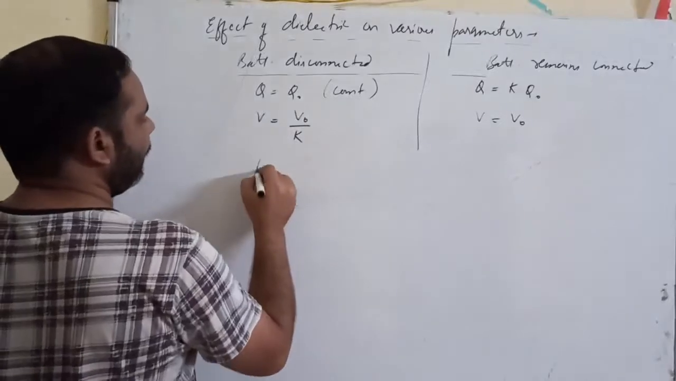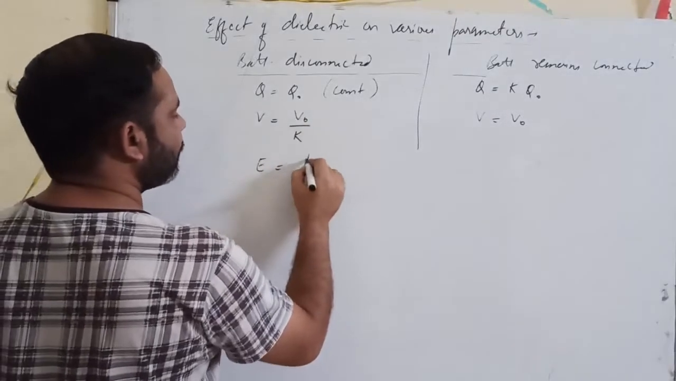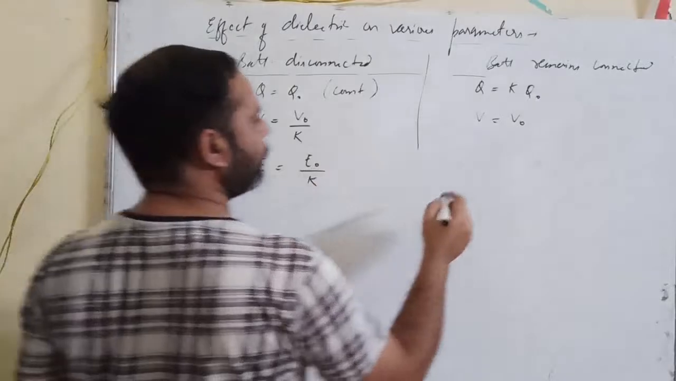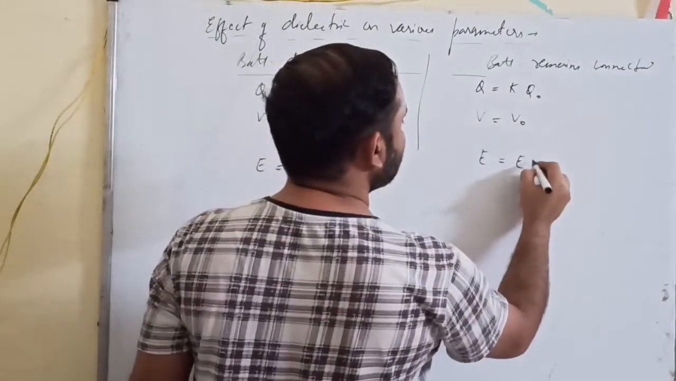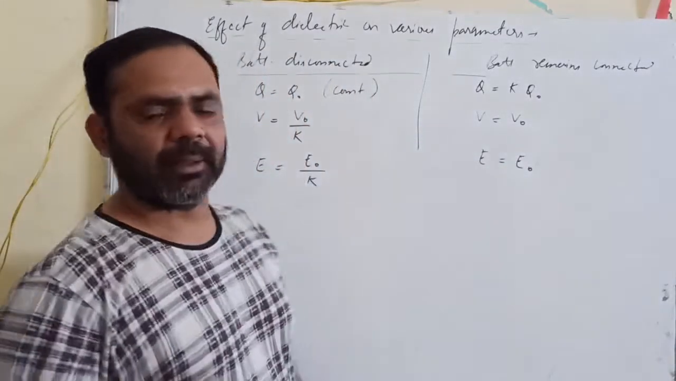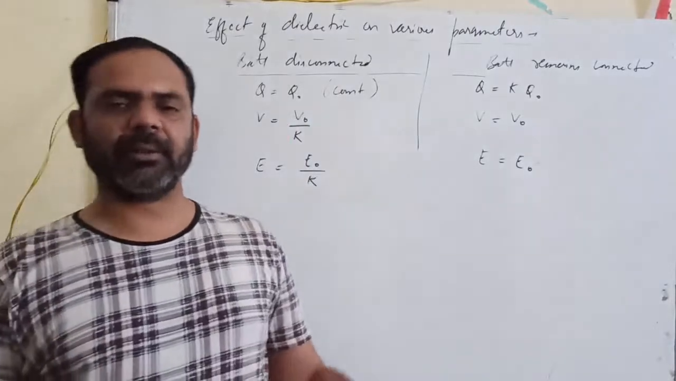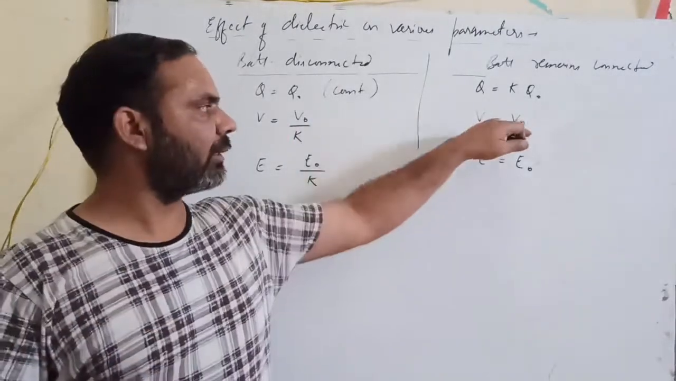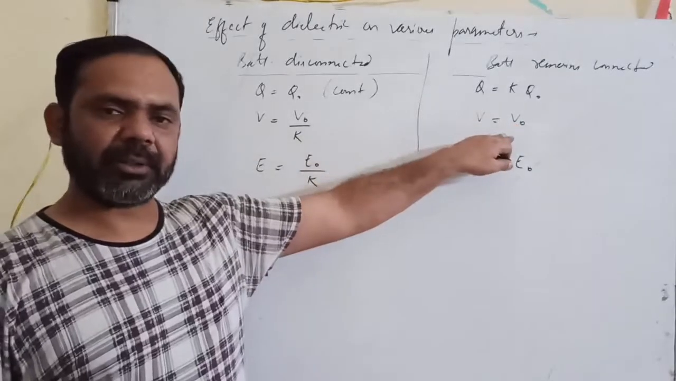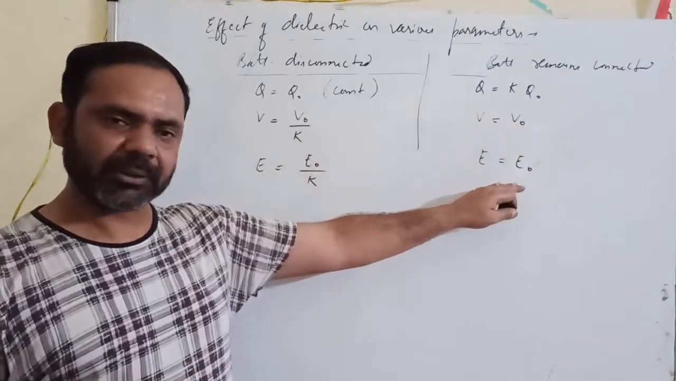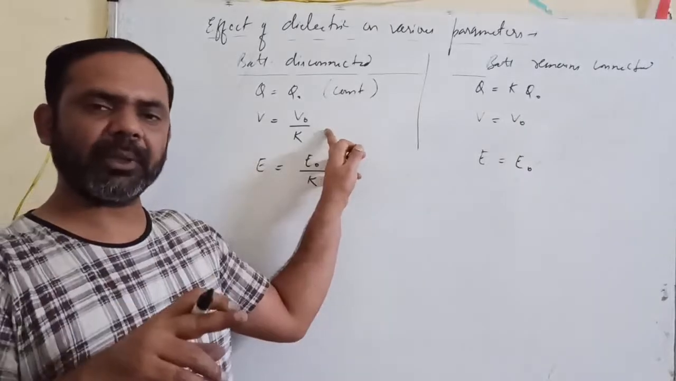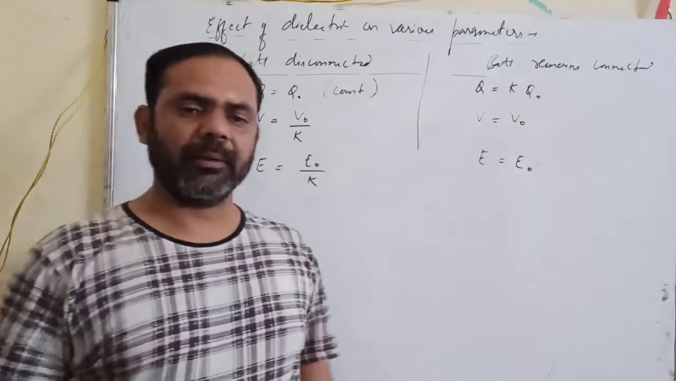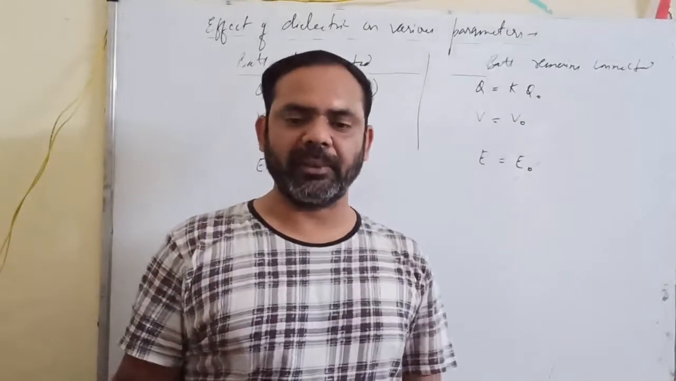Now since V changes in this relation, E also becomes E naught upon K, and here E remains E naught. Electric field will remain the same because the potential difference is constant. Here potential is changing 1 upon Kth time, so the electric field will also change in a similar way.